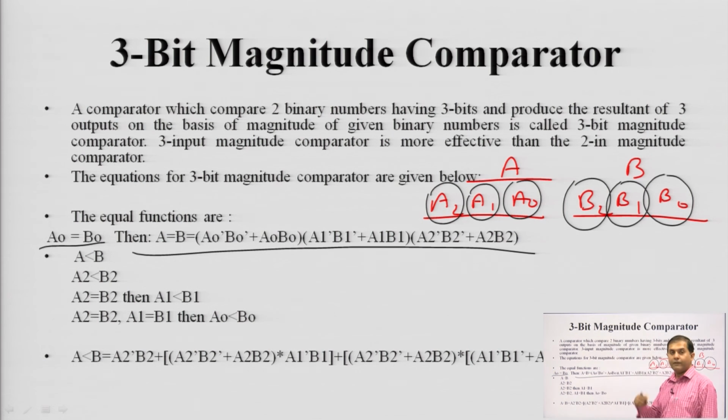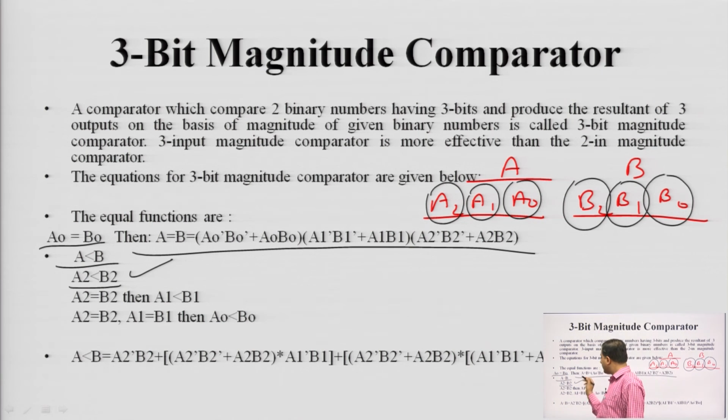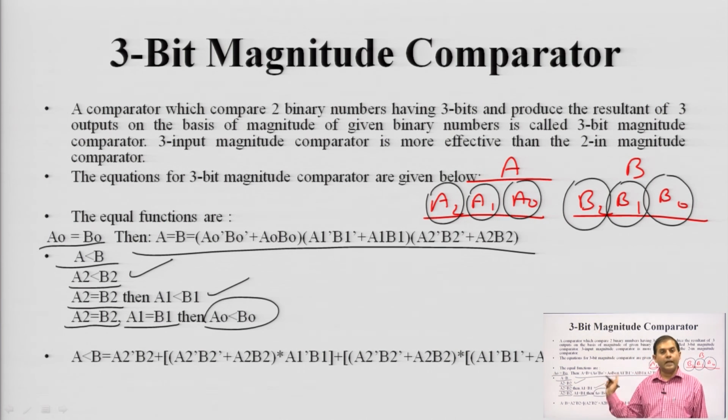If A0 equals B0, then we use the following expression. After doing all the K-maps, we get this answer: A0 bar B0 bar plus A0 B0 plus A1 bar B1 bar plus A1 B1, A2 bar B2 bar plus A2 B2. Now for the second condition, A less than B, we check if A2 is less than B2, problem solved. If A2 is equal to B2, then we go for A1 and B1, and if A2 equals B2 and A1 equals B1, then we go for the third condition, which I have already discussed.